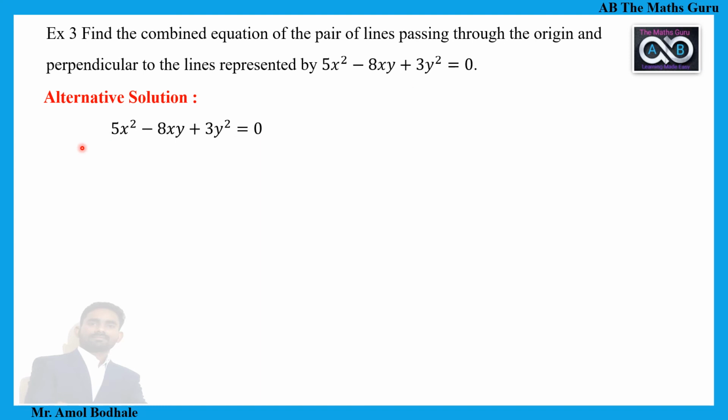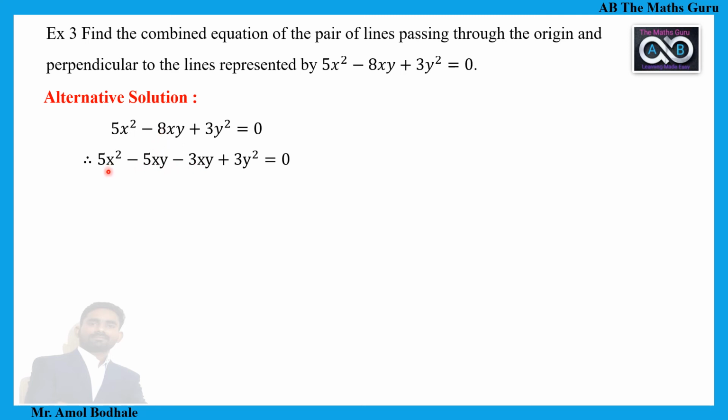So consider the equation 5x square minus 8xy plus 3y square equal to 0. Here we will factorize this. So the coefficient of x square is 5, the coefficient of y square is 3, 5 into 3 is 15. So we have to find two numbers whose product is 15 and whose addition is minus 8. So we have two numbers, minus 5 and minus 3. Their product is plus 15 and their addition is minus 8.